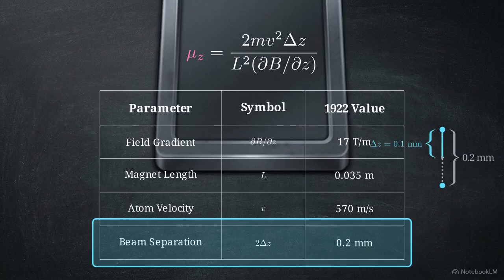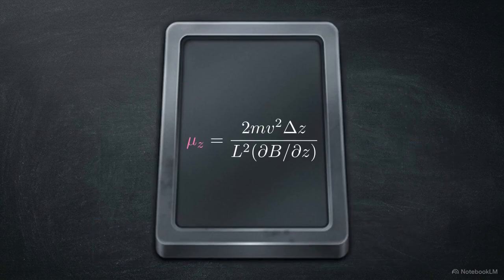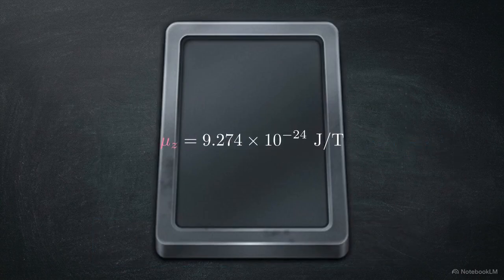Pay close attention to how the beam separation value is defined in the table. To find the deflection for a single beam, we must use the distance from the center to one dot. The 0.2 mm measurement is the total separation between both beams, so delta z is exactly half of that total distance.